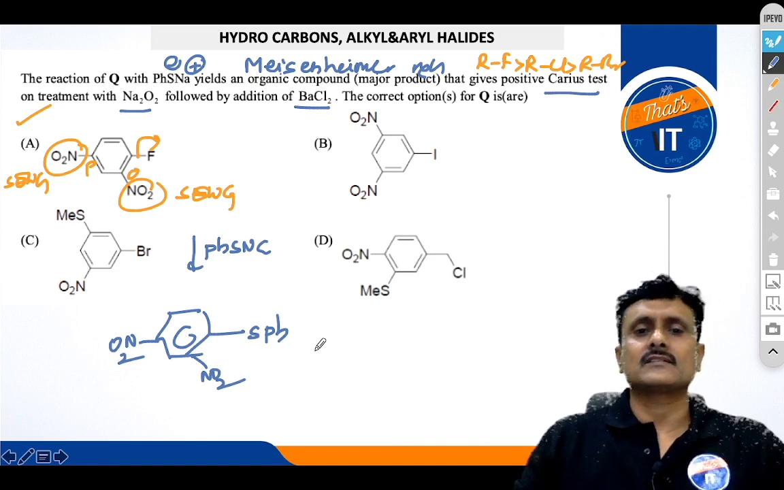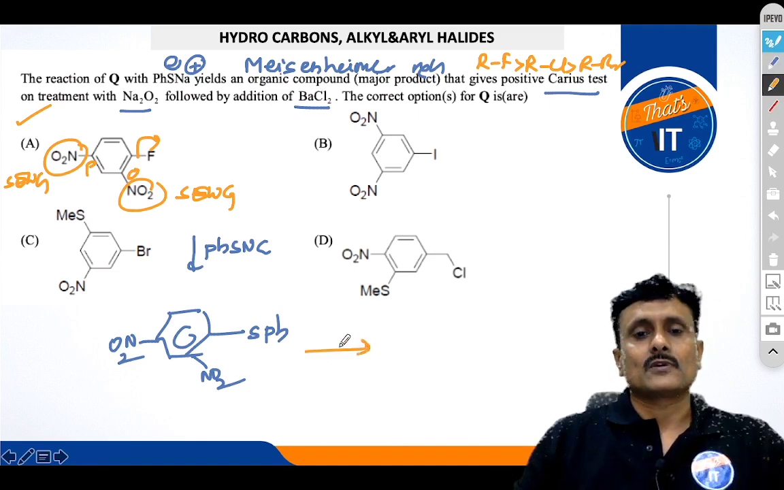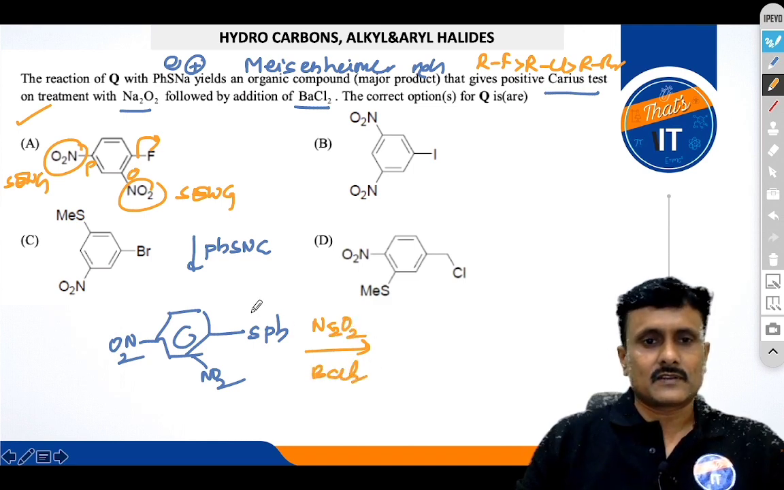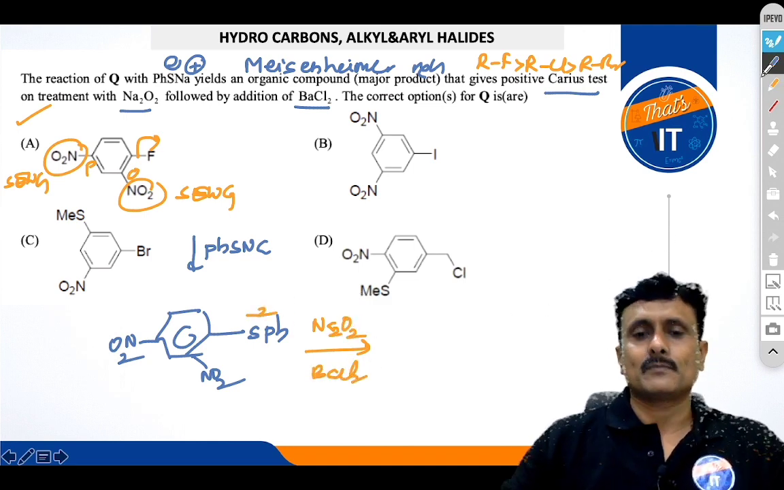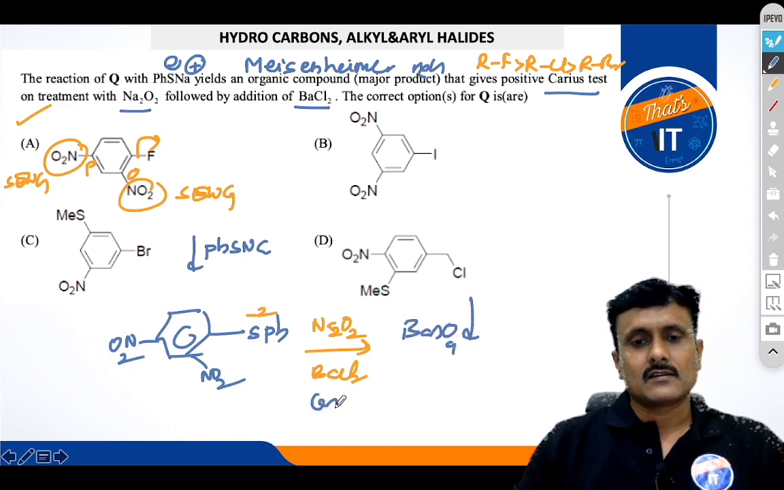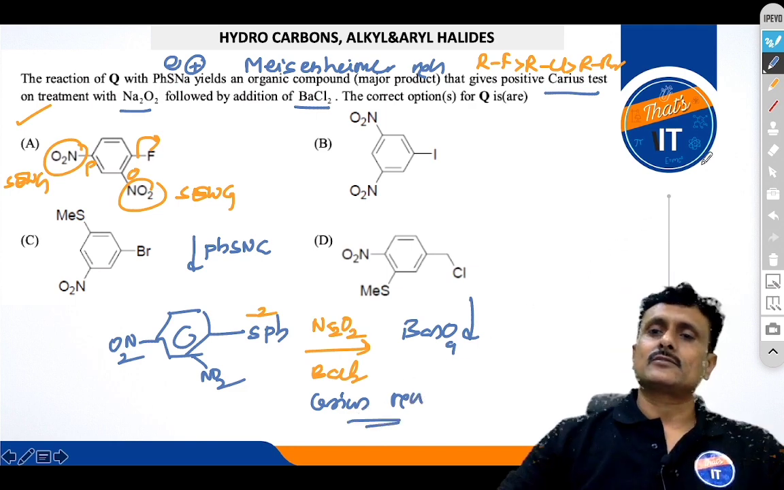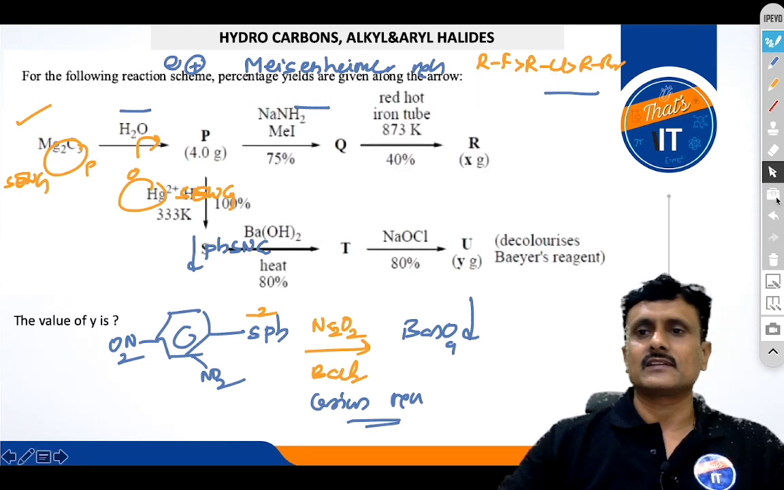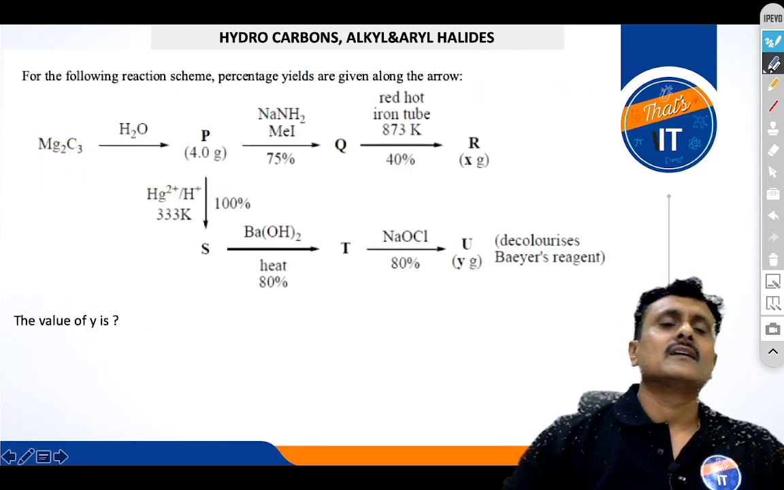Now we can see that when this is treated with sodium peroxide in the presence of barium chloride, this sulfur would be oxidized from -2 to +4, giving rise to BaSO4. So this is nothing but your Carius reaction or test. Alright, so the right answer for this question is option A. Hope you understood, isn't it? Easy, a bit easy question.